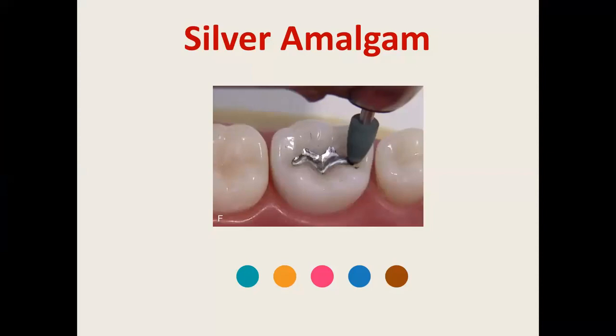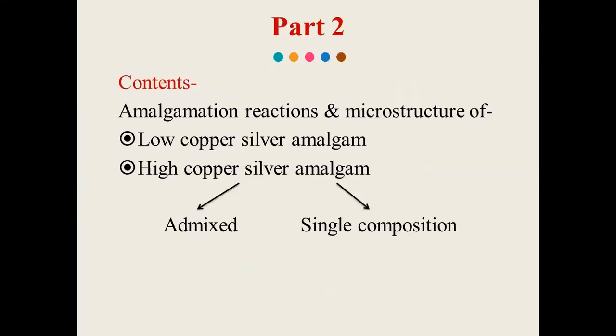Today we will be studying the second part of silver amalgam. In the first part, we studied the introductory part, the classification of silver amalgam, the composition, the role of ingredients, manufacturing methods, indications, and the various symbols that we use in the amalgamation reactions of different types of silver amalgam.